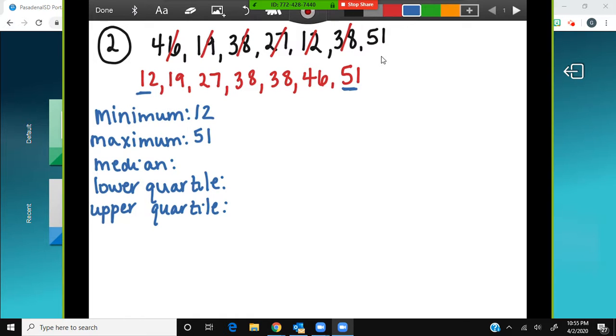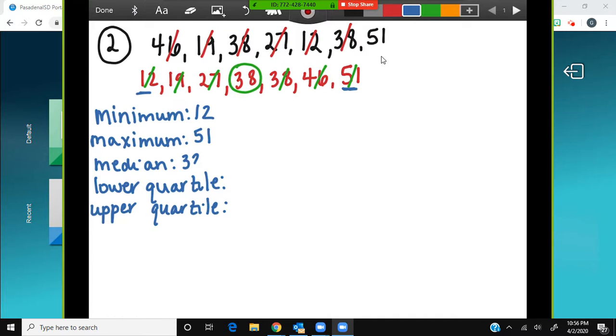The next thing is the median, and the median is the number that's in the middle. They are in order, so I can just go ahead and start crossing them out until I get to the middle. I need to cross out 2 from each end at the same time. So 1, 1, 1, 1, 1, 1, and then I end up with 38 in the middle on its own. So that is my median.